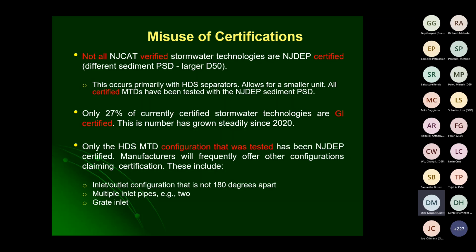Now, in the new protocol that's out, manufacturers can test inlet outlet configurations that are not 180 degrees apart and get certified for it. It's spelled out in the protocol, but to date, nobody has done that. So be aware that it's only the configuration that was verified and certified that can be used in New Jersey. Next slide.